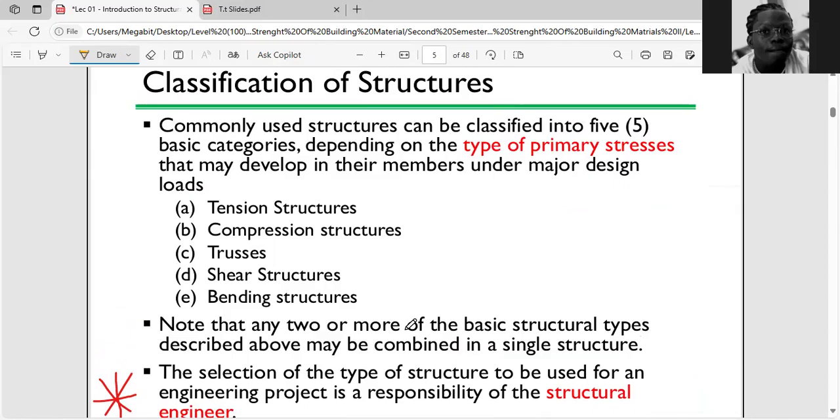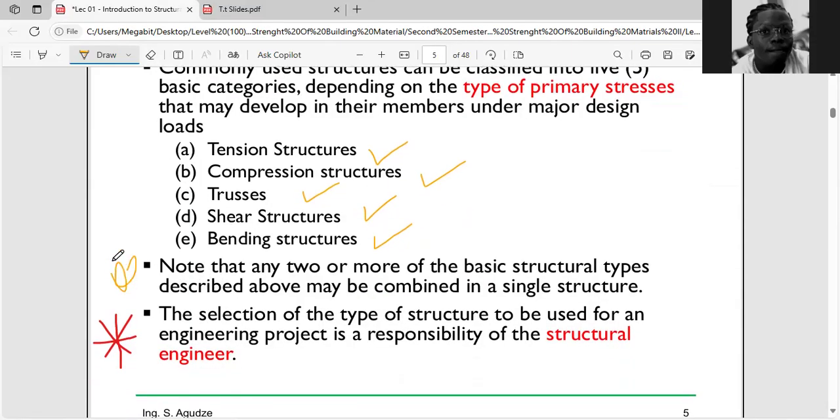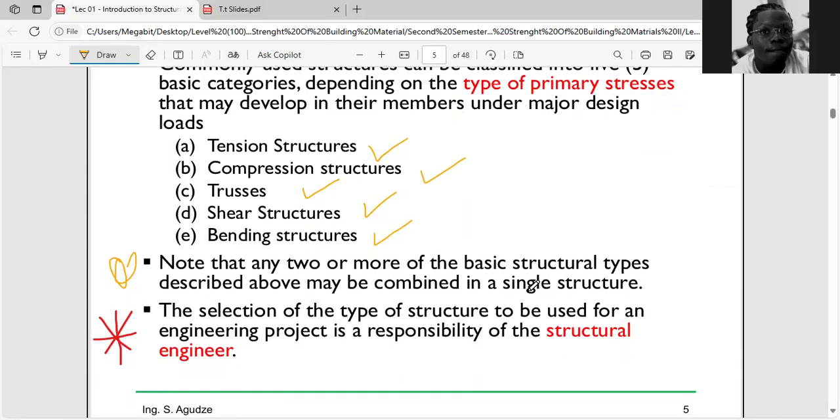In our classification of structures, commonly used structures can be classified into 5 basic categories depending on the type of primary stresses that may develop in their members under major design load. So we have tension structures, compression structures, trusses, shear structures, and also bending structures. Please take note that any 2 or more of the basic structure types described above may be combined in a single structure.